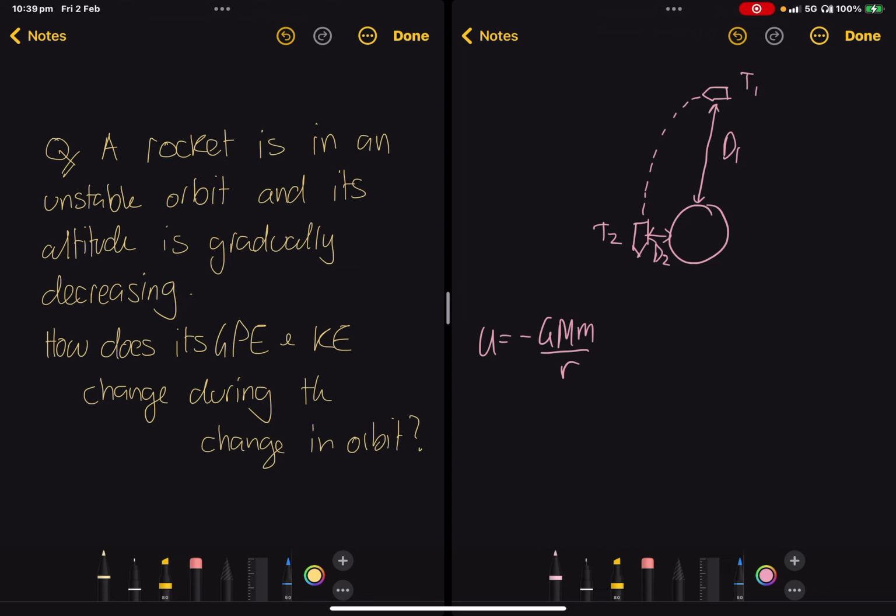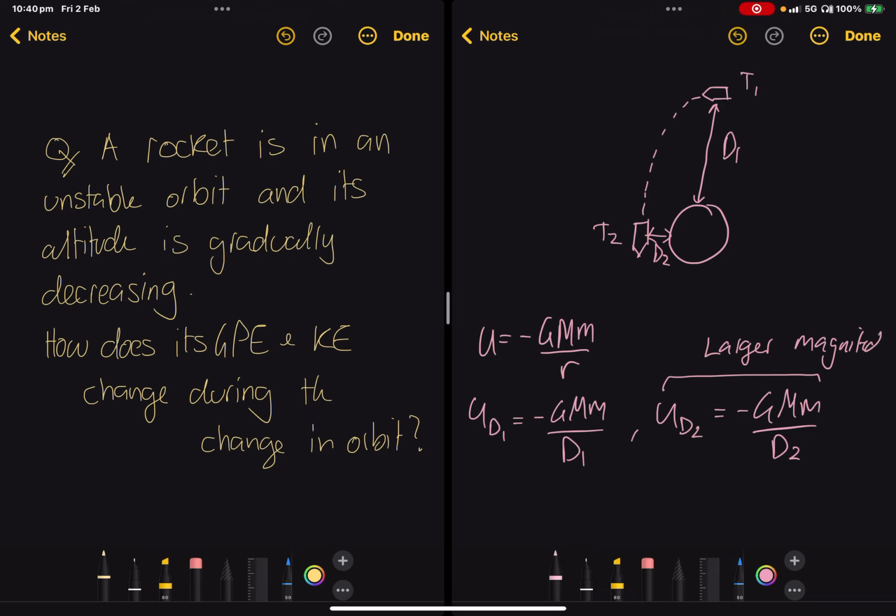So we have this. We find that if D1 is bigger, this will make one of these gravitational potential energies larger, but they're both negative, so you have to be careful about this. So we get U of D1 is equal to minus GMm over D1, and U of D2 is equal to minus GMm over D2. Now if you make the denominator of a number smaller, you make the magnitude of that term larger. So this U of D2 has a larger magnitude. And given that these are both negative, that means this is more negative. It's a bigger number, but it's negative.